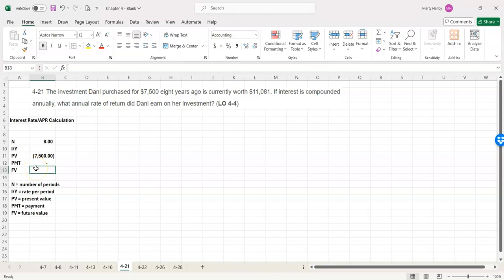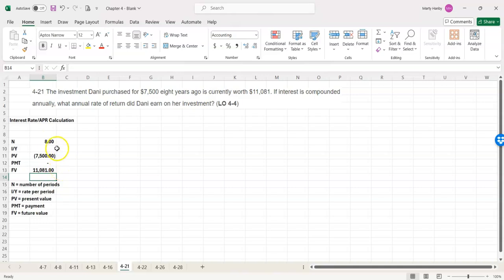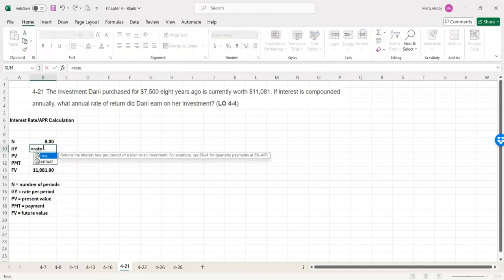So, and then 8,081. And that we use the rate function, equals rate. So number of periods, the payment, present value, future value.